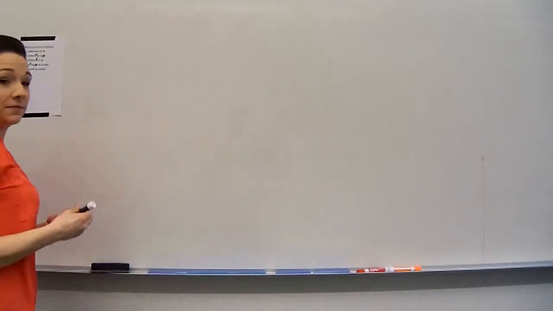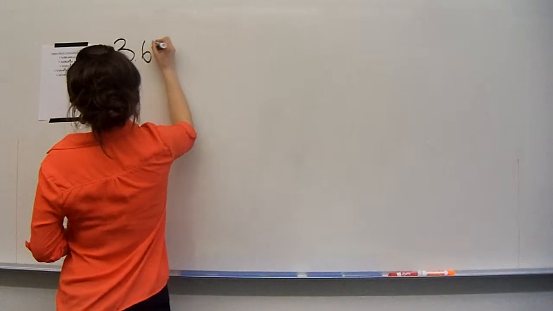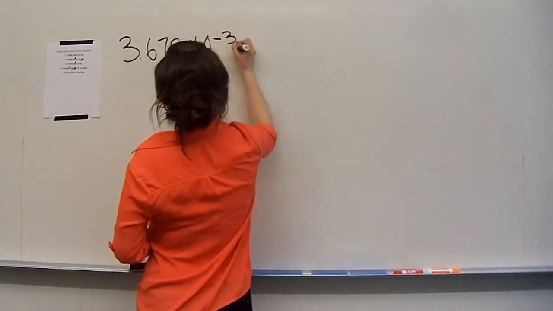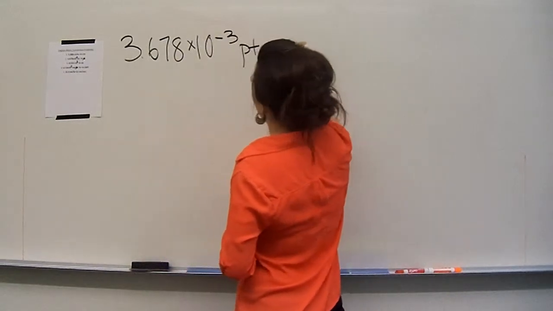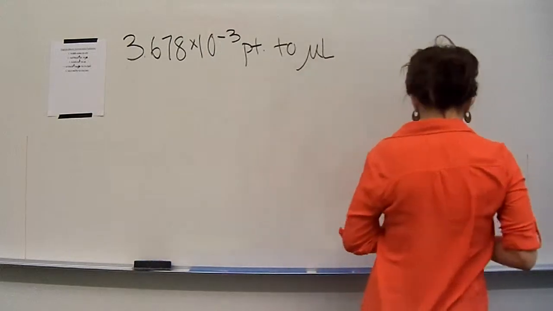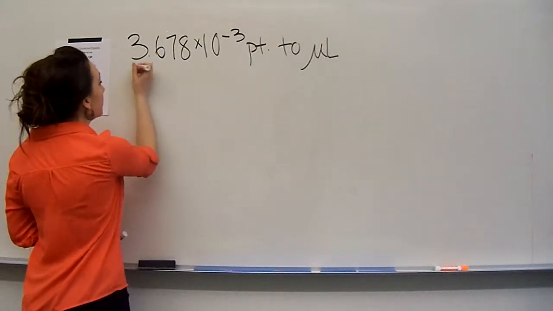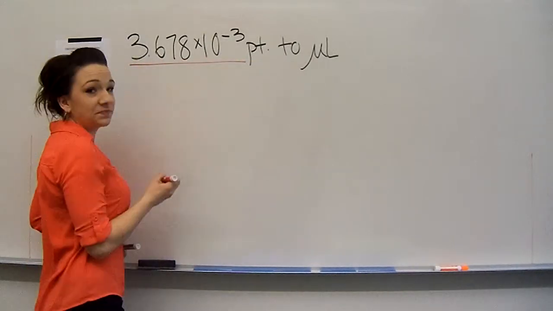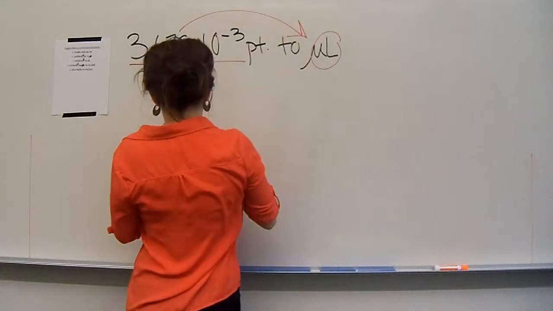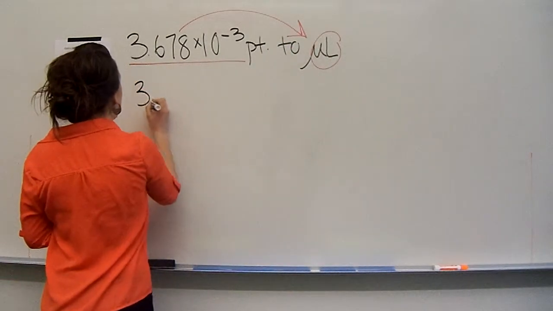The second problem that we are going to do will be 3.678 times 10 to the negative third pints, and we will be converting that to microliters. 3.678 times 10 to the negative third is our given, and we are trying to find microliters. So, we will begin by writing our given on the top.